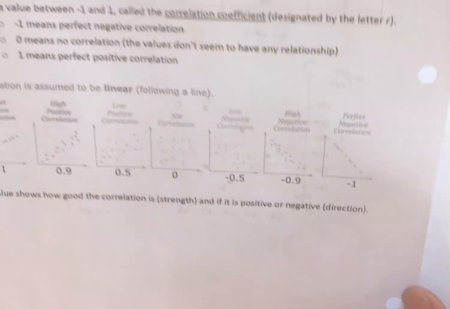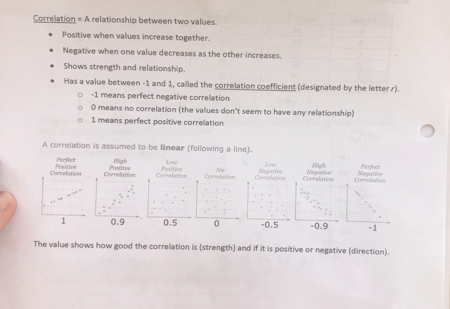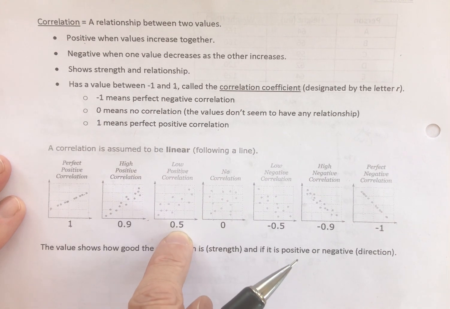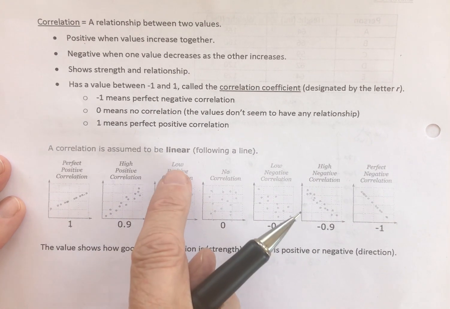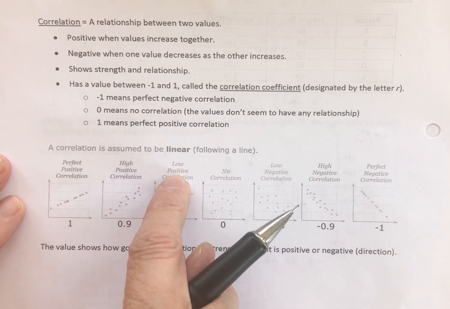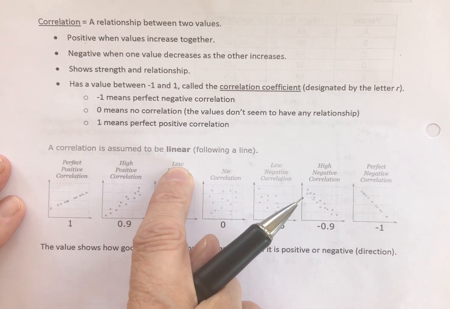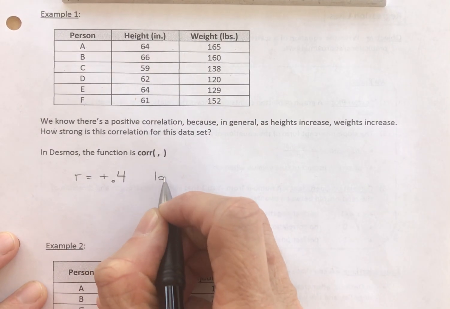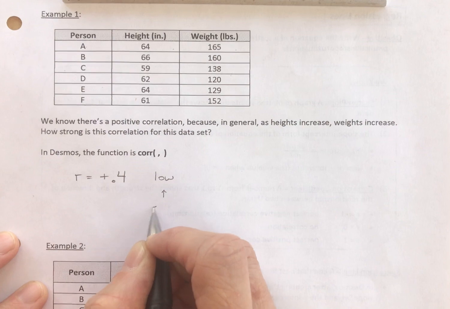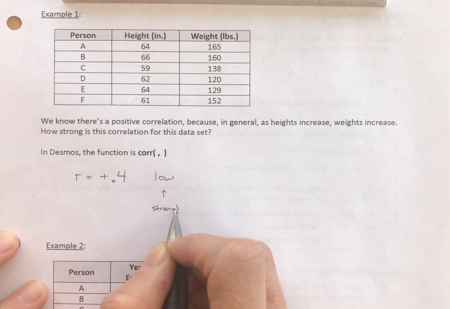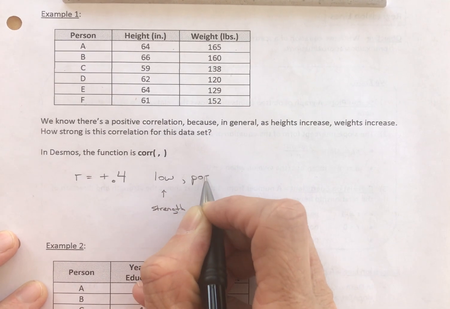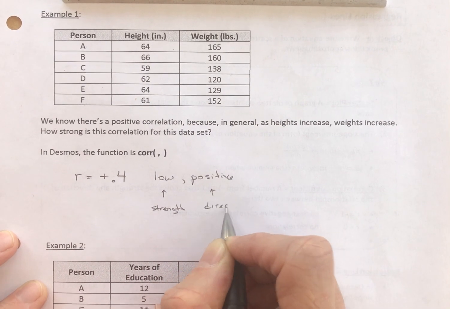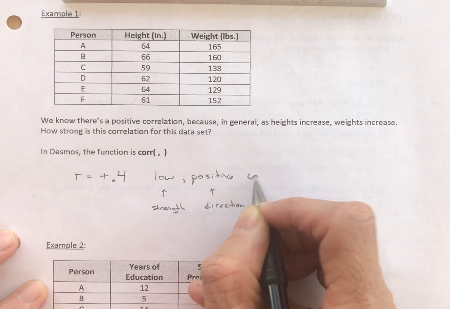If we go back to our chart here, and this is just one chart of many that are out there, this chart tells us we're right around the 0.5 range. So there is a low. We know the direction's positive because it's positive. We know there's a low positive correlation. So we would say this is a low, and this is the strength. Positive, and this is the direction. Correlation.